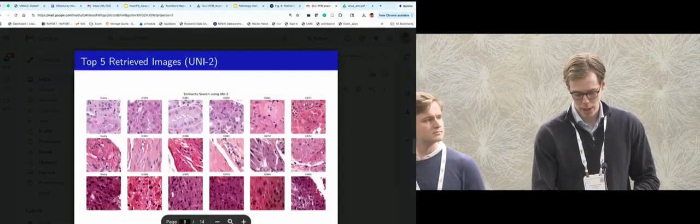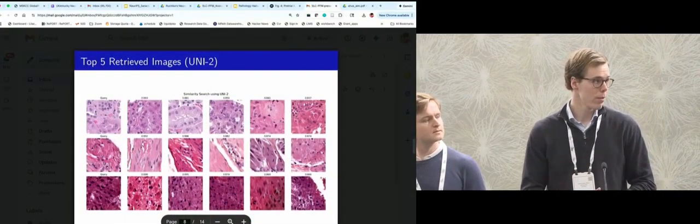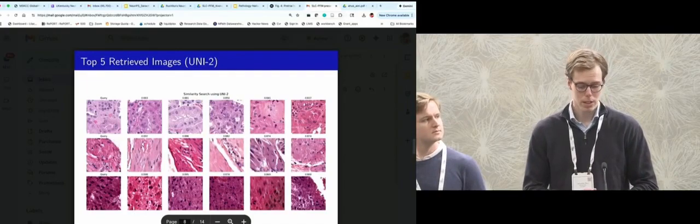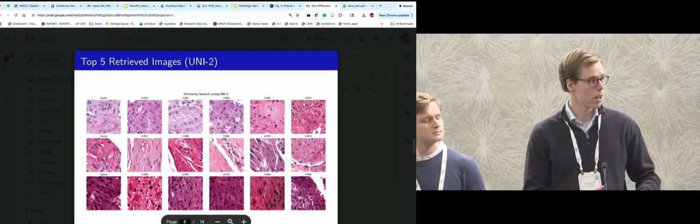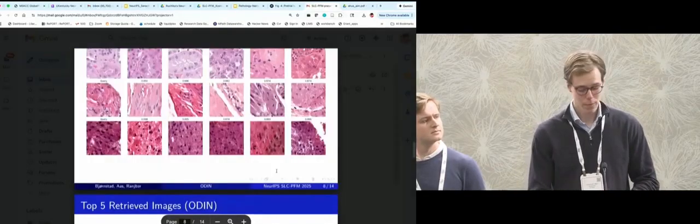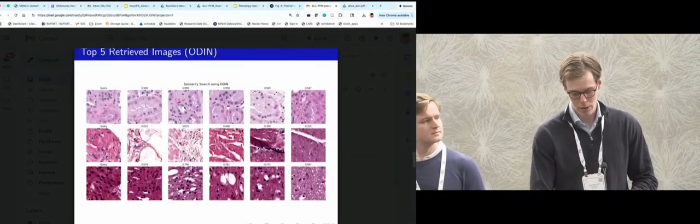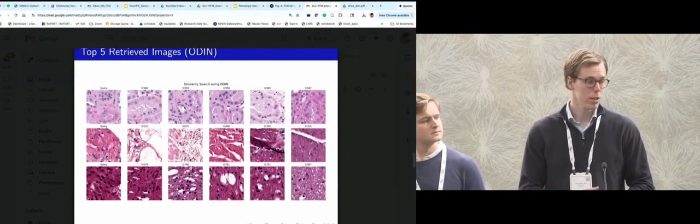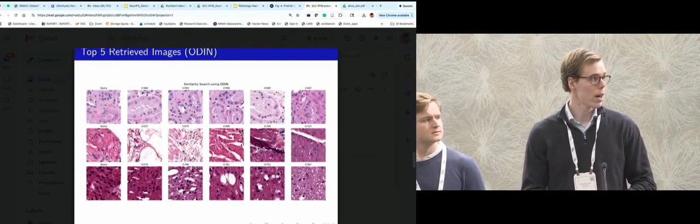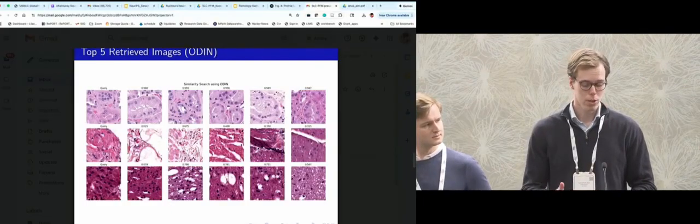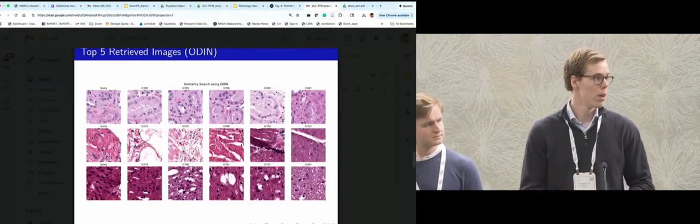We also tried doing retrieval of images from the datasets using UNI. As you can see here, it gets a lot of similar patches, and also with our own model, which is called Odin. And as you can see here, the similarity scores are quite high, but it still chooses some different patches from UNI.